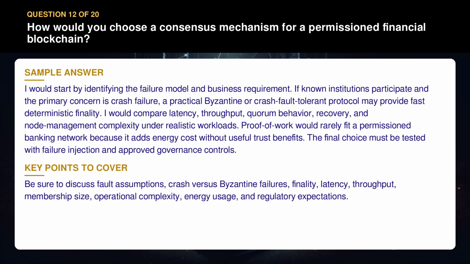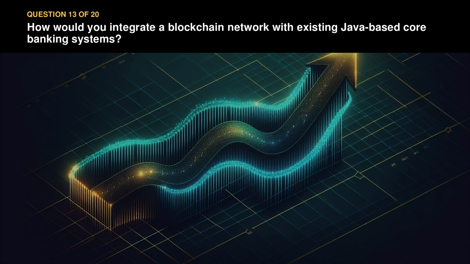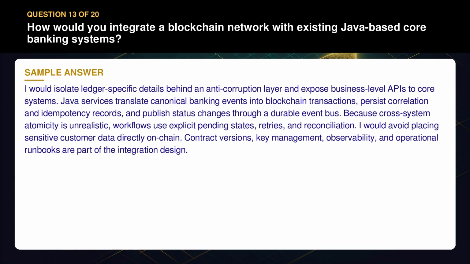Be sure to discuss fault assumptions, crash versus Byzantine failures, finality, latency, throughput, membership size, operational complexity, energy usage, and regulatory expectations. Question 13. How would you integrate a blockchain network with existing Java-based core banking systems? I would isolate ledger-specific details behind an anti-corruption layer and expose business-level APIs to core systems.